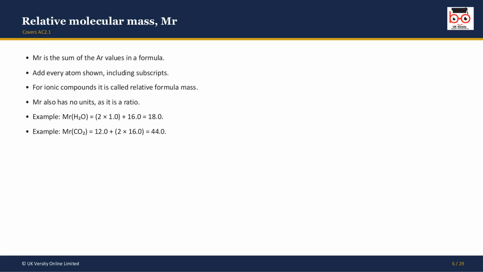Relative molecular mass, MR, is just the sum of the AR values of every atom in the formula. You add up every atom shown, remembering to account for the subscripts. For ionic compounds, we tend to call it the relative formula mass, but the idea is identical. Like AR, it has no units. So for water, that's 2 hydrogens at 1.0 plus 1 oxygen at 16.0, giving 18.0. And for carbon dioxide, 12.0 plus 2 lots of 16.0, which comes to 44.0.